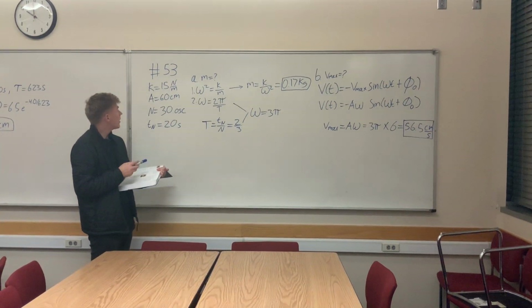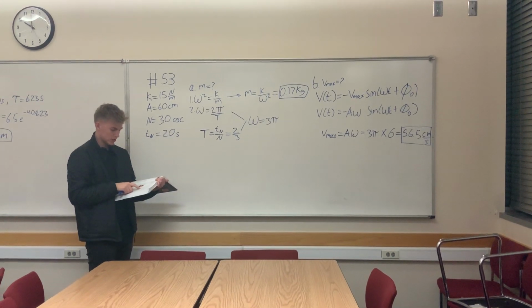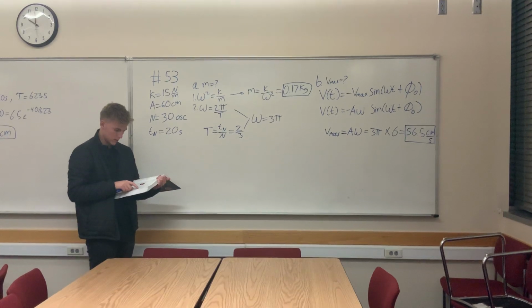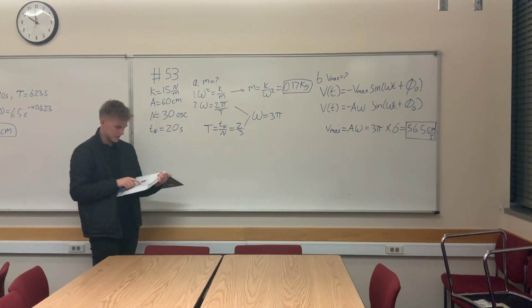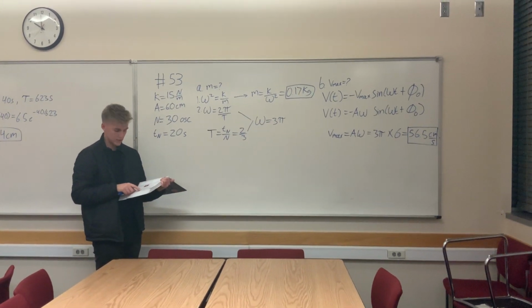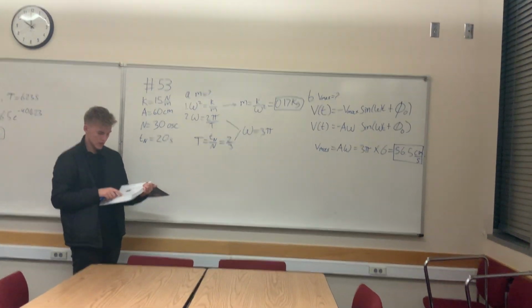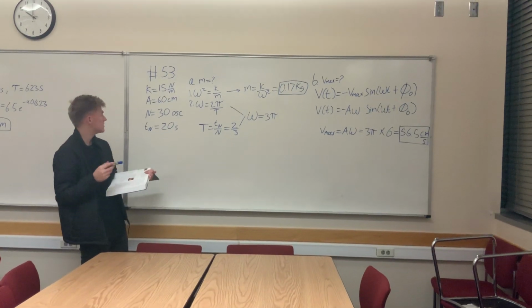So we're going to be going over problem number 53 from chapter 14. It reads: a spring with the spring constant 15 Newton per meter hangs from the ceiling. A ball is suspended from the spring and is allowed to come to rest. It is then pulled down 6 centimeters and released. If the ball makes 30 oscillations in 20 seconds, what are A, its mass, and B, the maximum speed?